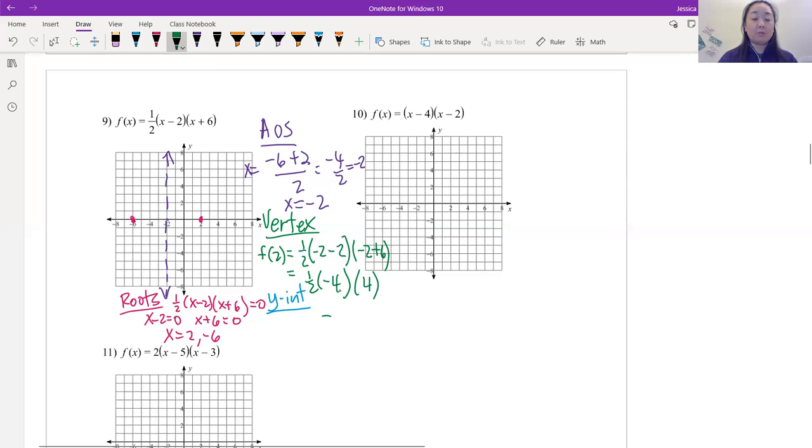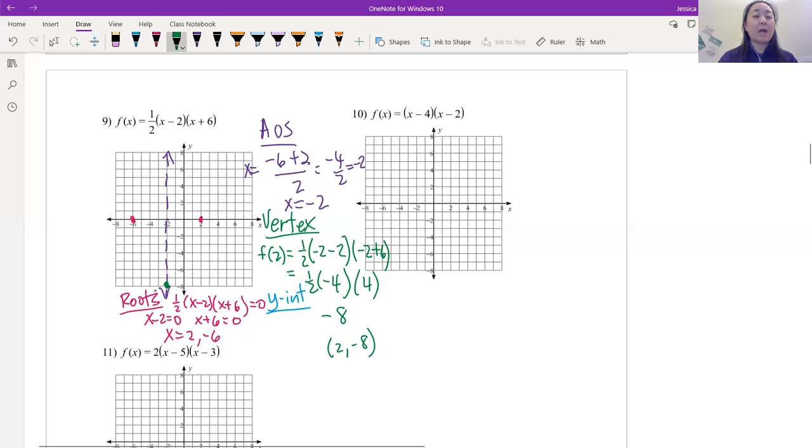And I have half of 4, which is 2. And then 2 times 4, which is 8. So my vertex is going to be 2 and negative 8. So here's 2, negative 8. Right down here. Okay, it looks like it's going to be going up like this.